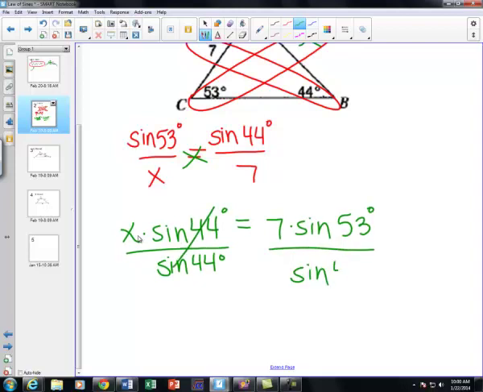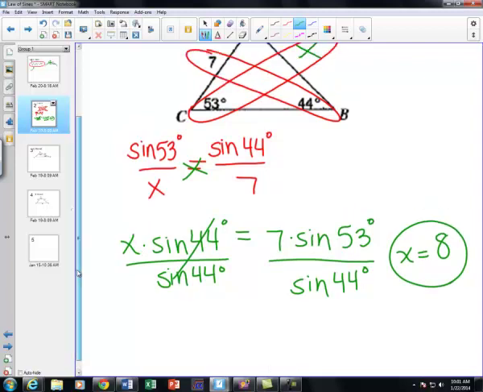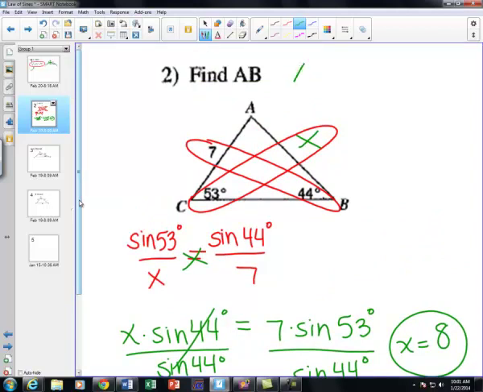So in our calculators, we're going to take 7 times the sine of 53, hit enter, then divide by the sine of 44. And this is actually number 2 on your homework sheet if you haven't noticed. And when you do that, you're going to get x to the nearest tenth, it comes out right to 8. So 8 units for that side length. So I guess I could put AB equals 8.